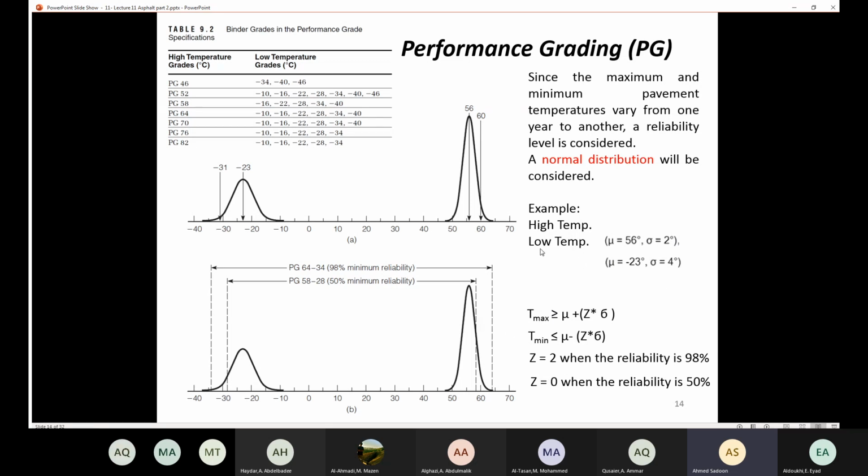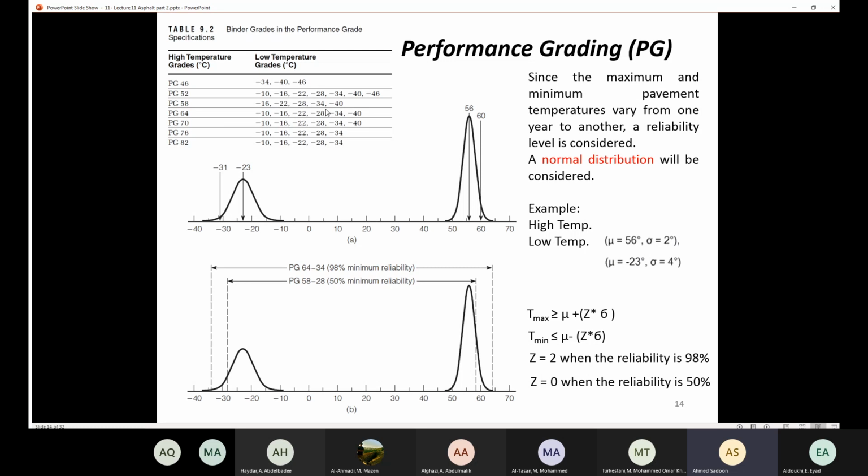Then I'm going to solve the low temperature. I'm going to substitute here. I have the Tmin should be less than or equal to mu minus Z times standard deviation. So mu is minus 23. The value of Z is going to be 2. The value of the standard deviation is 4. Then I'm going to have minus 23 minus 8, which is minus 31. So I have minus 31.